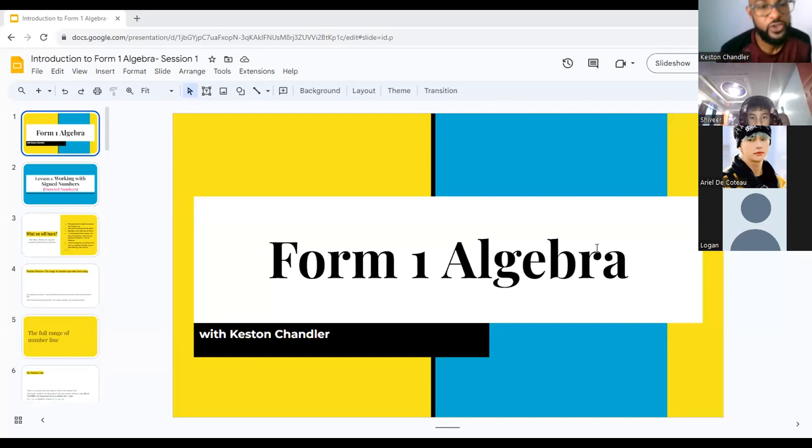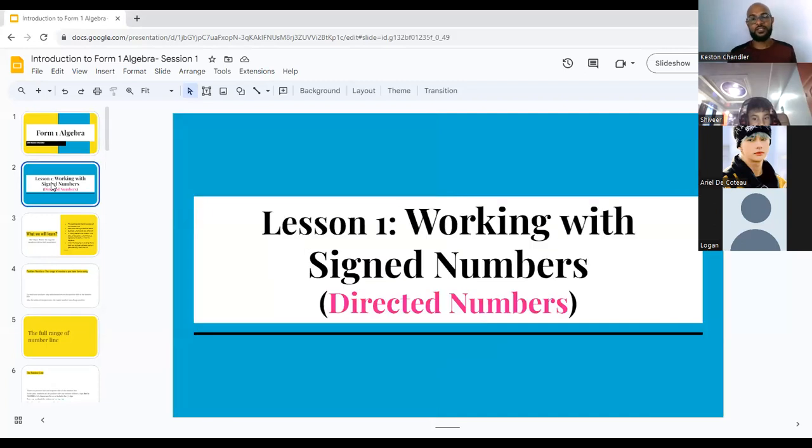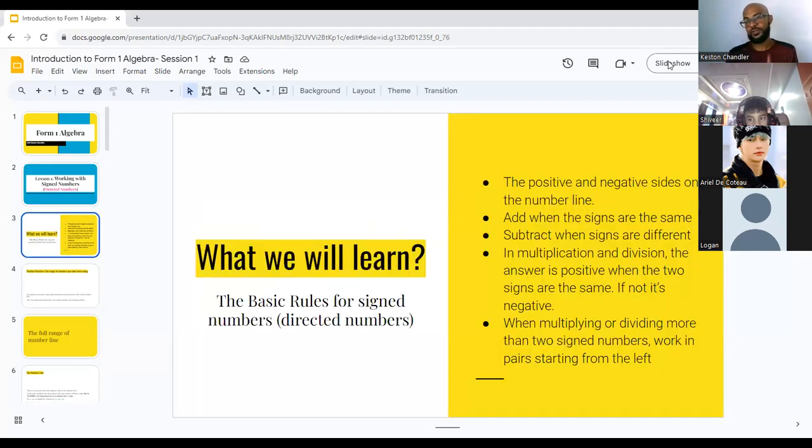This is an introduction to Form 1 algebra. Before we get into actual algebra, what I have to do with you is teach you how to work with signed numbers, right? Another word for signed numbers is directed numbers, and more appropriately, they're called integers, right? So what will we learn during the session?